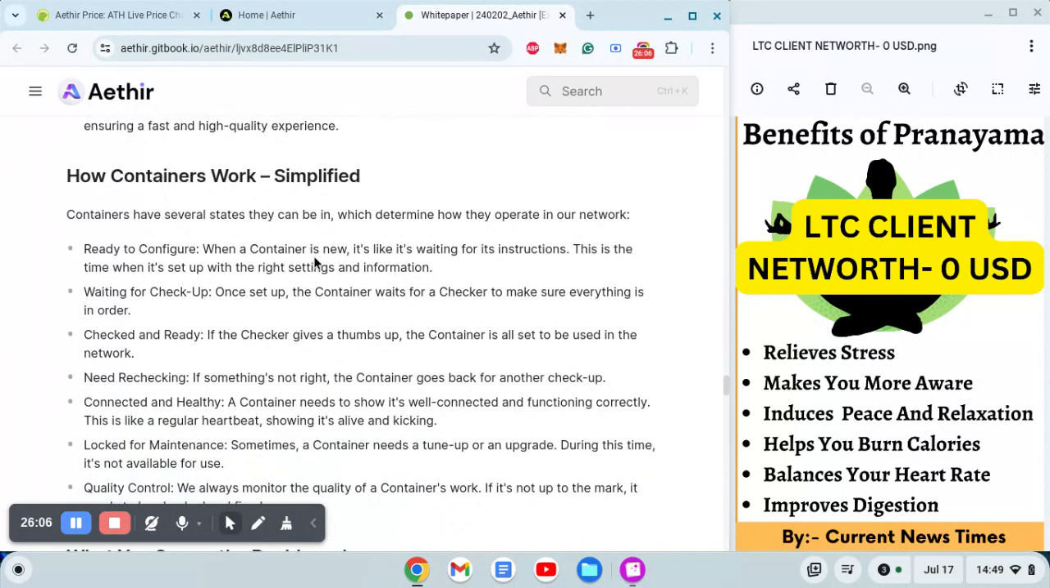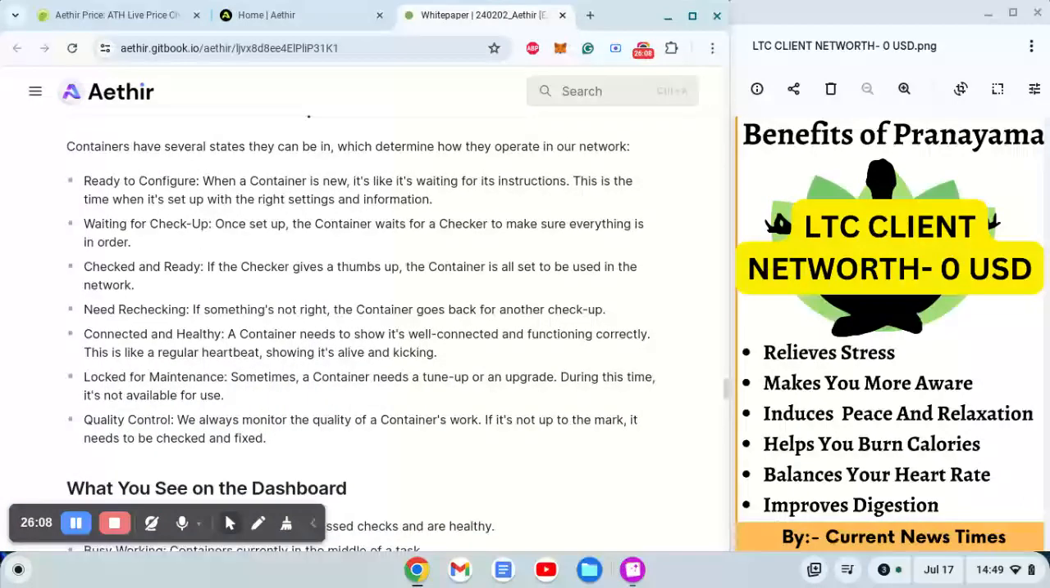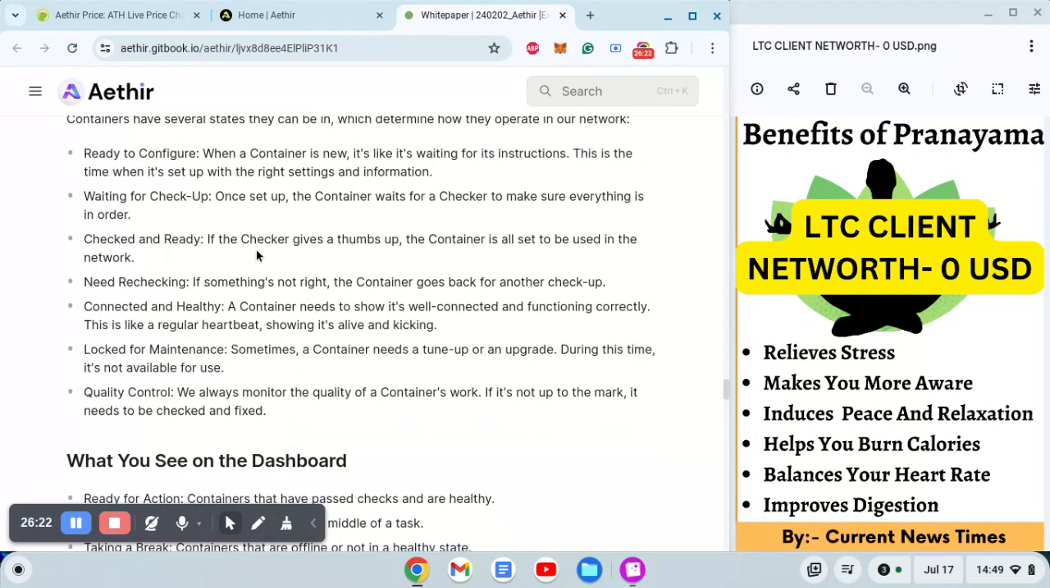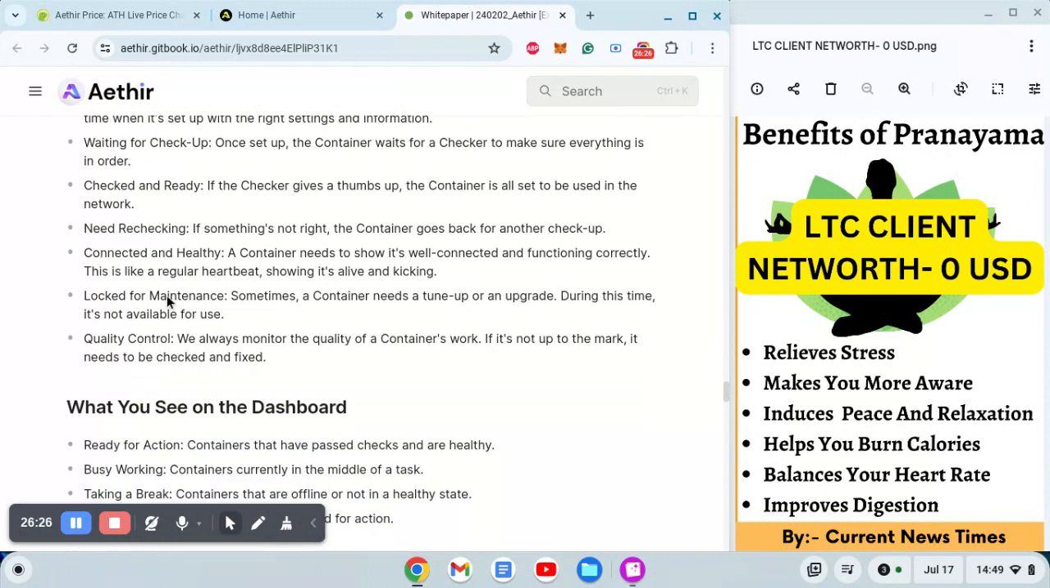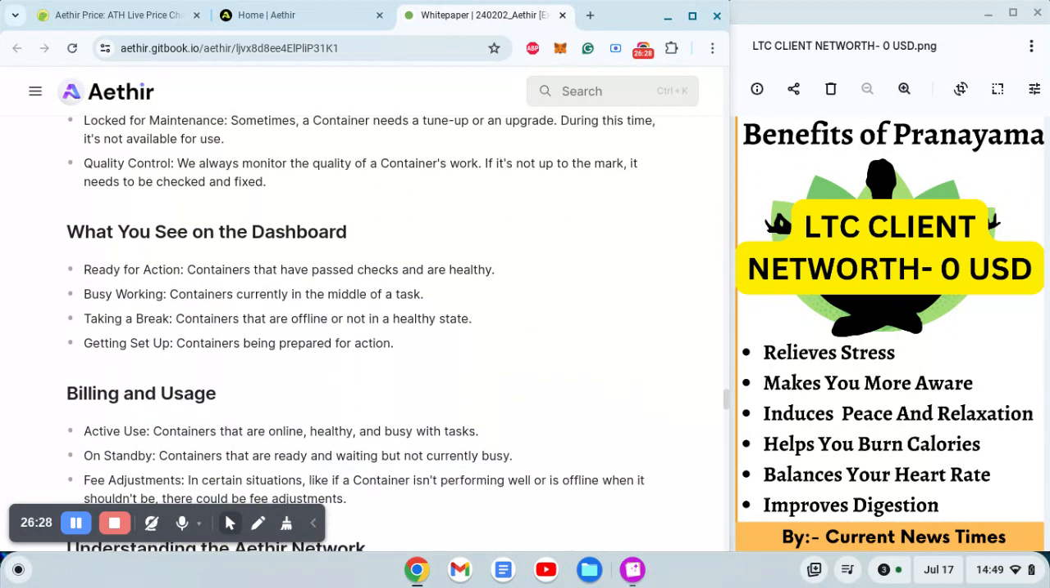How containers work, simplified. Containers have several states they can be in, which determine how they operate in our network. Ready to configure, waiting for checkup. Once set up, the container waits for a checker to make sure everything is in order. Checker at ready. If the checker gives a thumbs up, the container is also set to be used in the network. You can go through it. I don't want to get into the details.